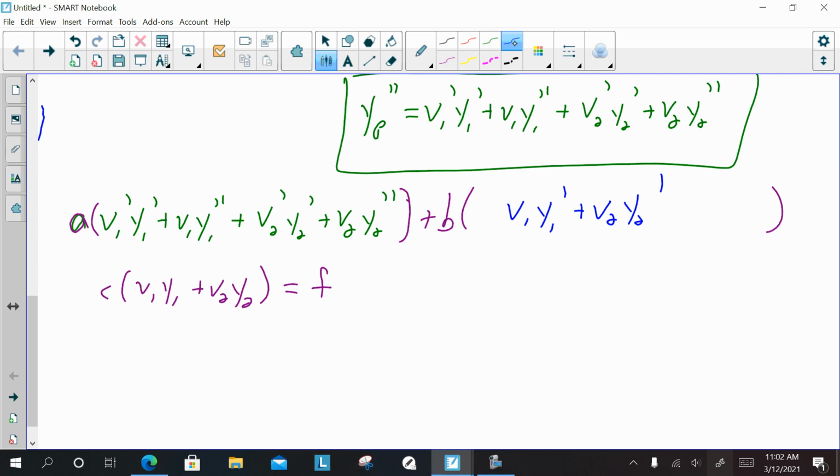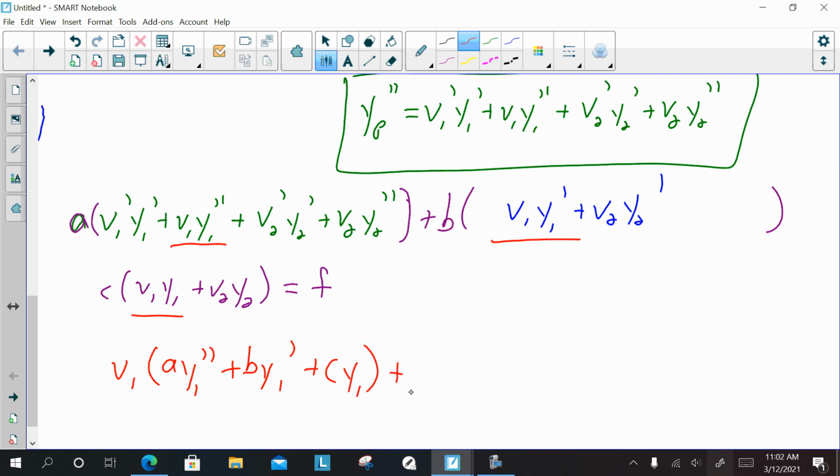So let's group some things together. Let's group the V1 terms together, the terms that are V1, not V1 prime, but just regular V1. So this is a V1, this is a V1, and this is a V1. So V1, when we distribute the A, we would have A times that. So if we take the V1 out, then we would have A Y1 double prime. We have B times that. So if we take the V1 out, we would have B Y1 prime. And then here, C times Y1.